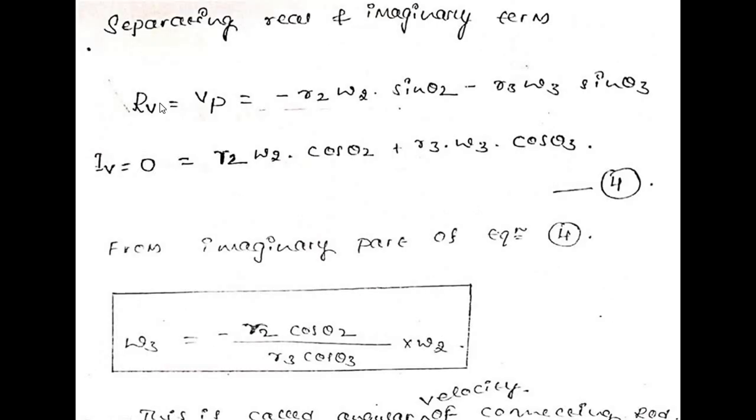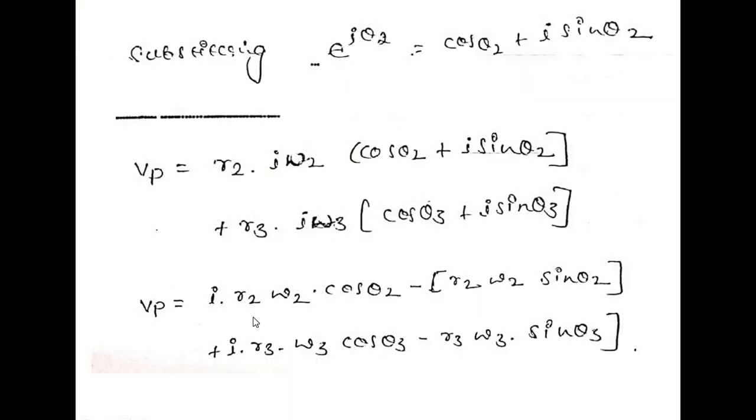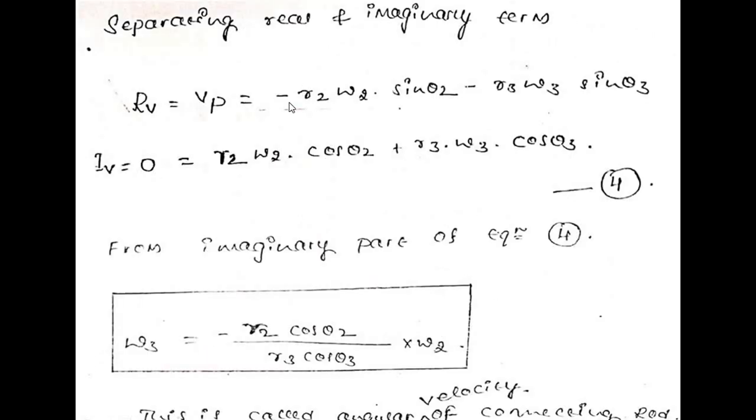Next we separate the real and imaginary terms of this equation. If you separate the real term, wherever you don't have i, that is the real part. R2 omega 2 sin theta 2 and R3 omega 3 sin theta 3 is the real part, so we write it as minus R2 omega 2 sin theta 2 minus R3 omega 3 sin theta 3.